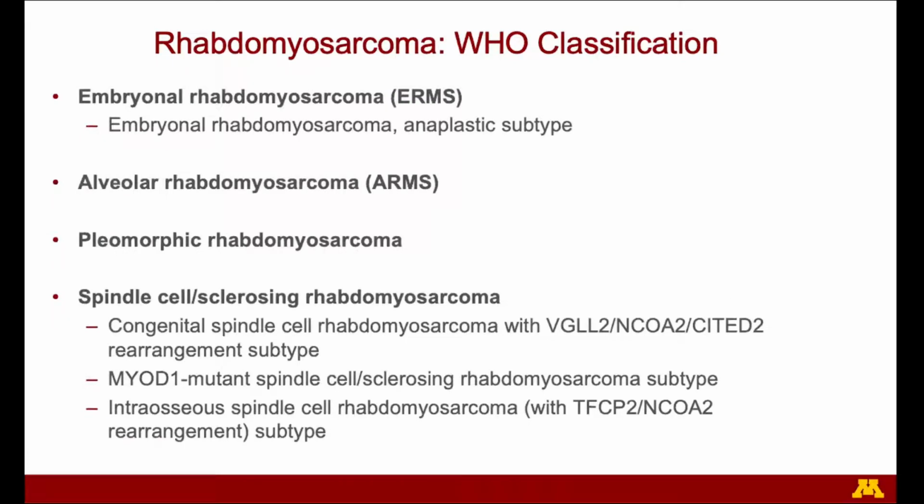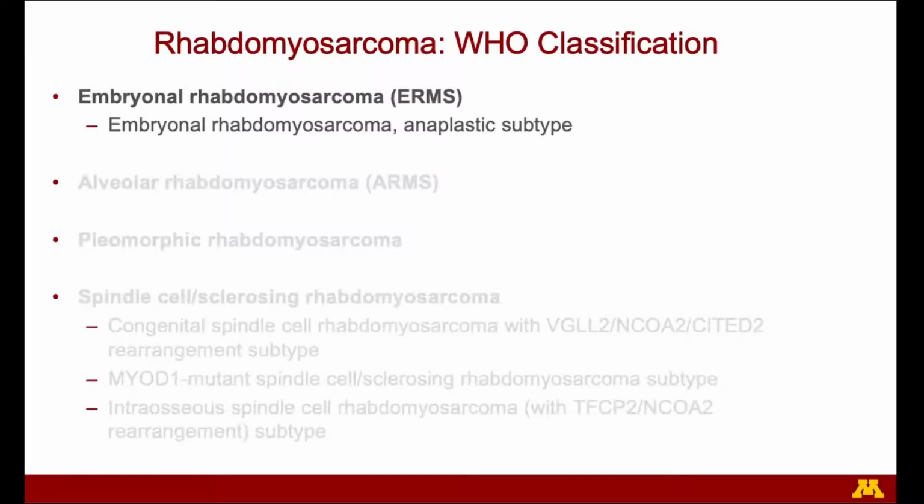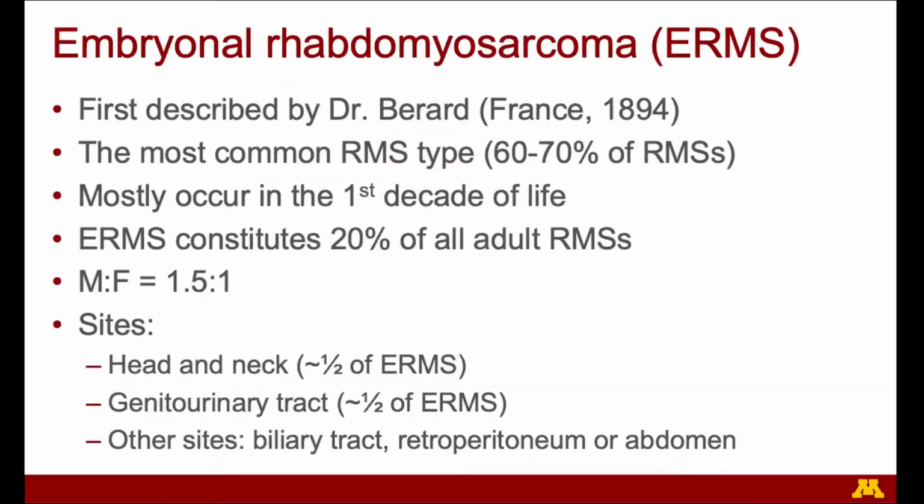The WHO classification of tumors of soft tissue and bone, 5th edition, published a couple of months ago in 2020, classifies the rhabdomyosarcomas into 4 types. Let's start with the first group, which is the most common type and was described first. Embryonal rhabdomyosarcoma, first described in the late 19th century by Dr. Berard in France.